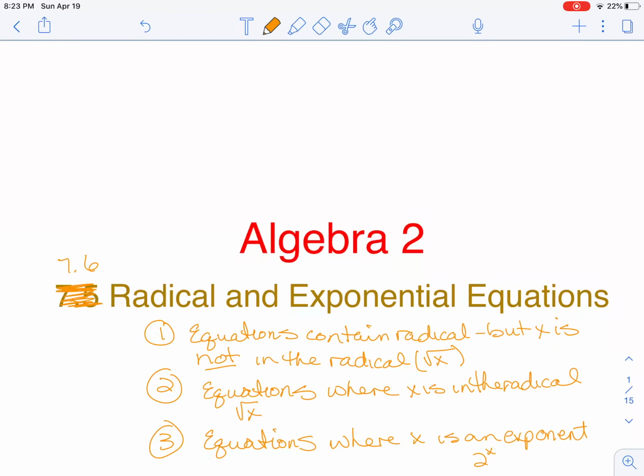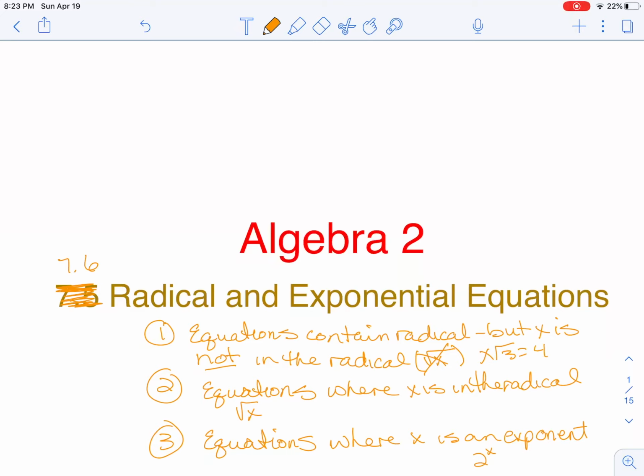Hello. Today what we're going to be talking about is section 7.6, both radical and exponential equations. Today we're going to go over three types of equations. First of all, equations that contain a radical, but the x is not in the radical. In other words, it's not the square root of x, but maybe something like x times the square root of 3 equals 4 or something like that.